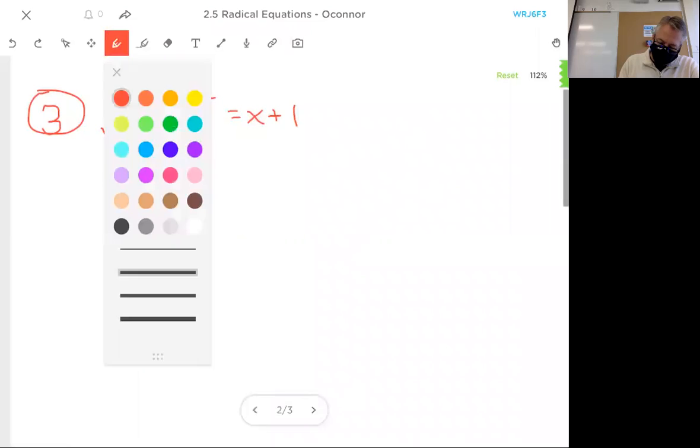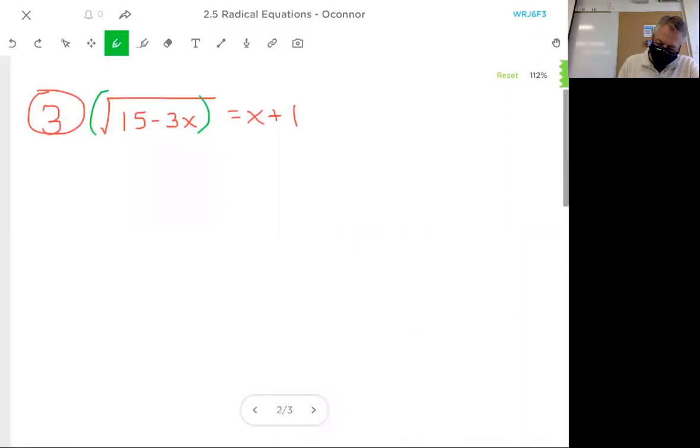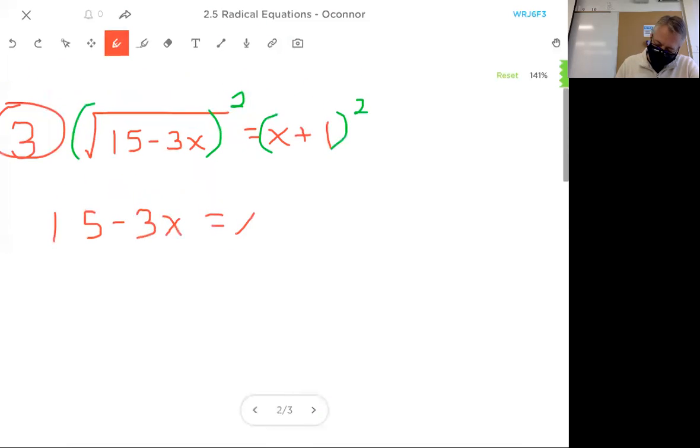Second slide, we're going to square both sides. This is a FOIL on the right side. So the left side, I have 15 minus 3x. And on the right side, we get x squared plus 2x plus 1.